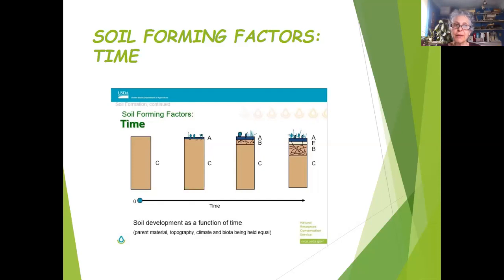In this diagram, on the left is time 0. So no time has passed and there's no soil formation. As we move to the right, time increases, and as we reach the far right of the diagram, we see that the most time has passed and there's the most depth of soil.